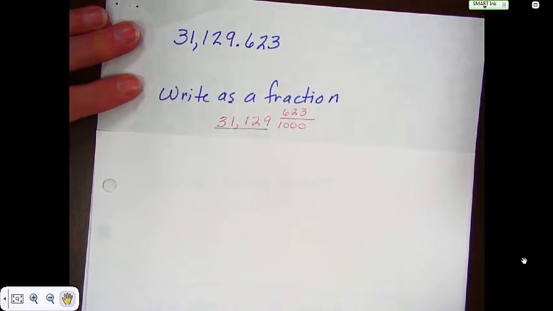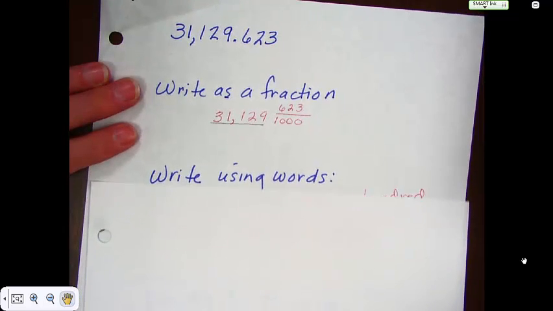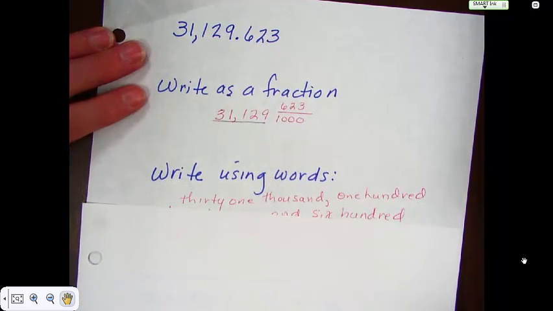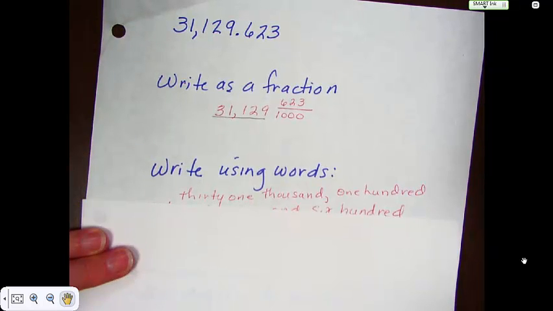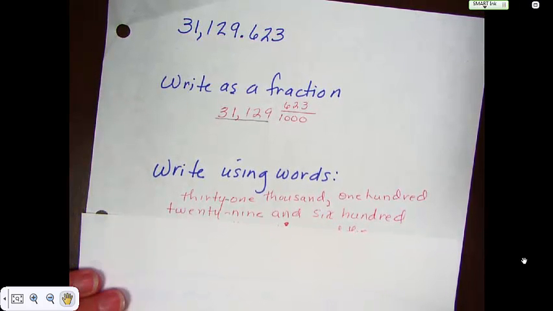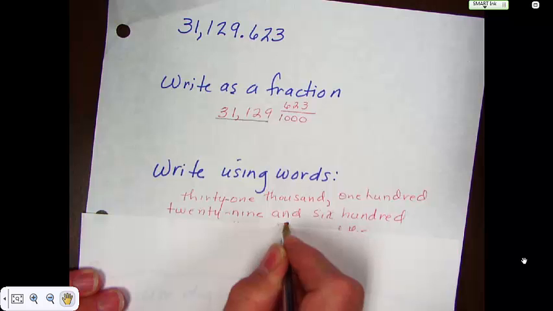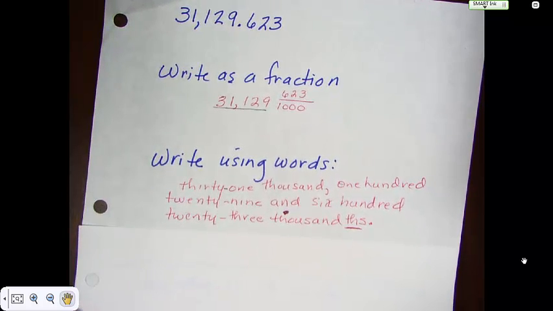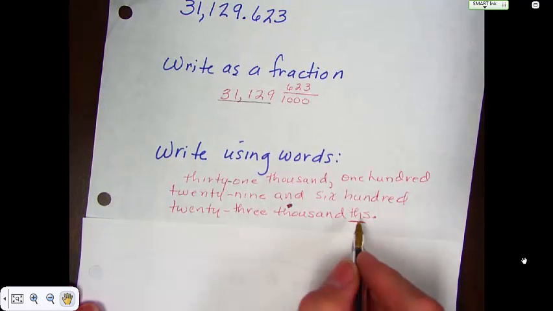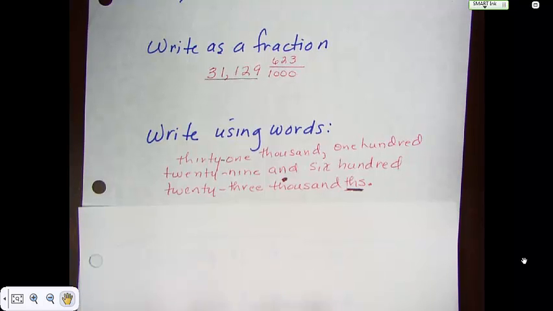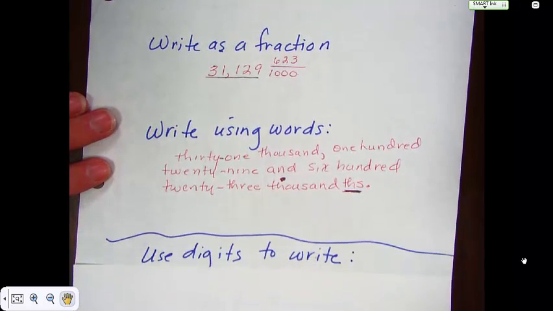Now, take the very, very same fraction and write it using words. Okay, that would be 31,000. You could put a hyphen in there, comma, 129, and that's where that decimal goes, 623 thousandths. Again with the THS. Okay, last thing I want to talk about.